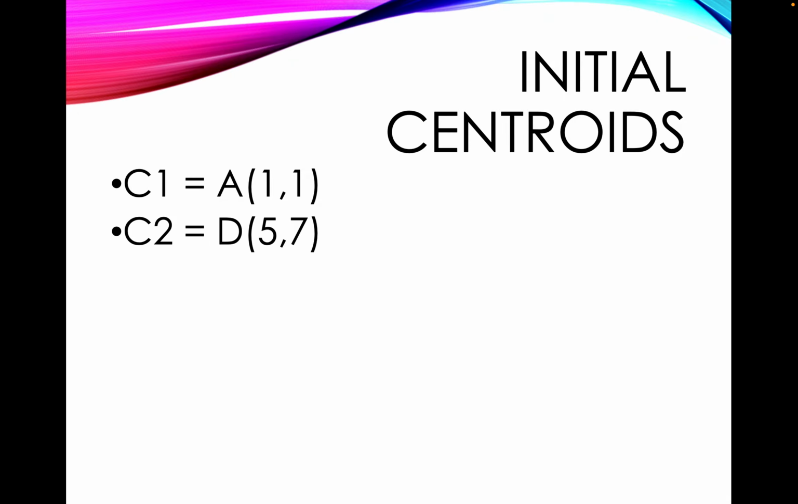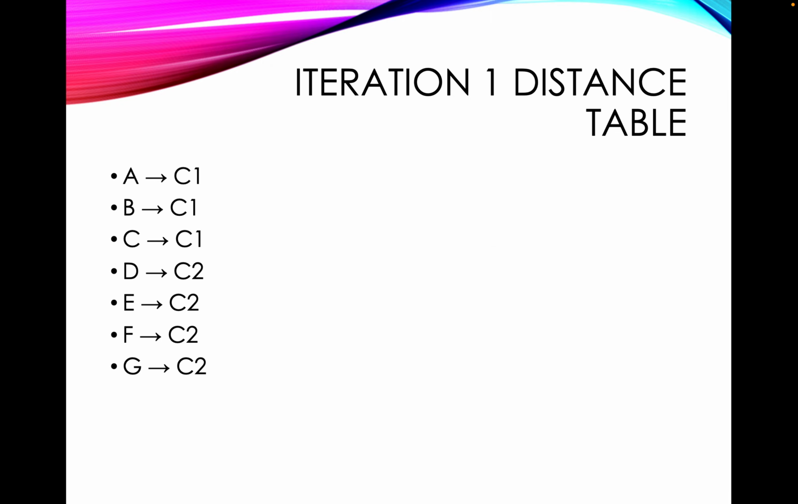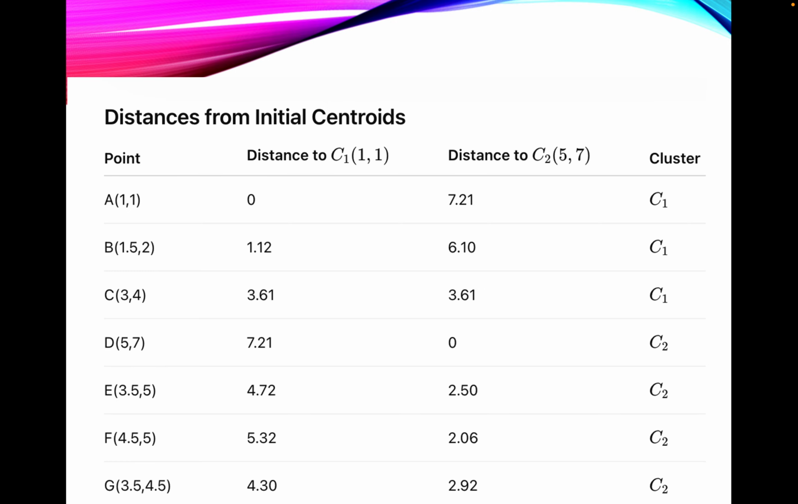So initially we are considering here A as 1, 1 and 5, 7, which are the data points A and D. Again here we are using the same Euclidean distance formula. D is equal to square root of (x2 minus x1) the whole square plus (y2 minus y1) the whole square, which is used to find the distance between the points, right? So when you calculate the distance between the two given centroids, that is the values 1, 1 and 5, 7, that is the data point A and the D.